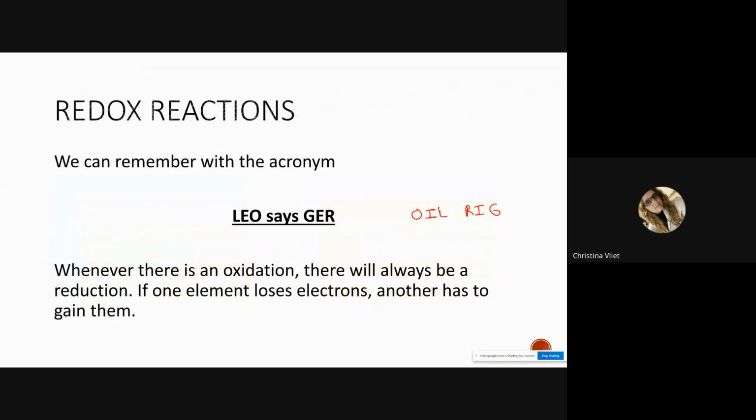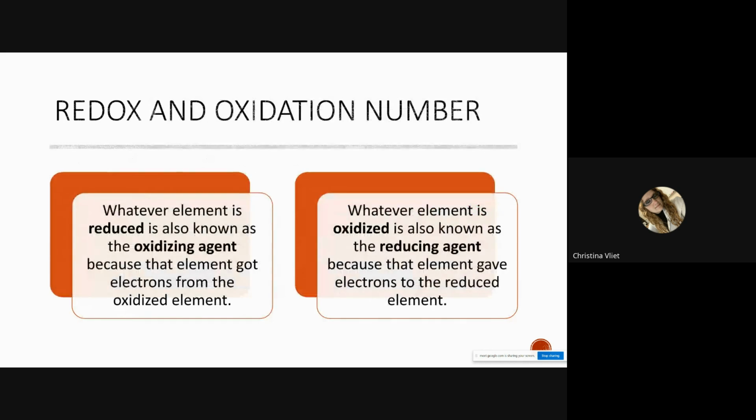Before moving on, if you have a chemical reaction and it is redox, if one element is oxidized, this means that another element must be reduced. You cannot have an oxidation without an accompanying reduction. If one element loses electrons, another one must gain. So that's important to know.